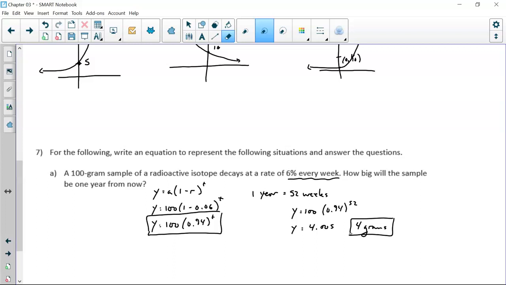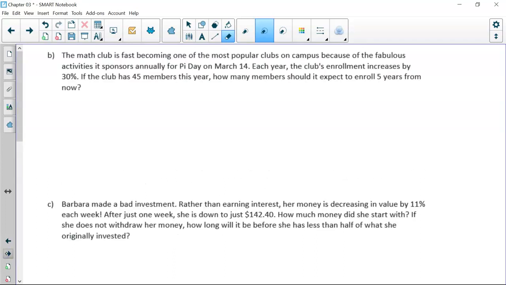On the next page, math club's getting more popular because of that Pi Day activity they do. So it's increasing 30%. 45 members. We're going to write a model first. It's growth. Y equals A, 1 plus R to the T. Our initial, we had 45 members. 1 plus 30% is 1.3 to the T. So Y equals 45 times 1.3 to the T. There's our model. We can use that for any year.